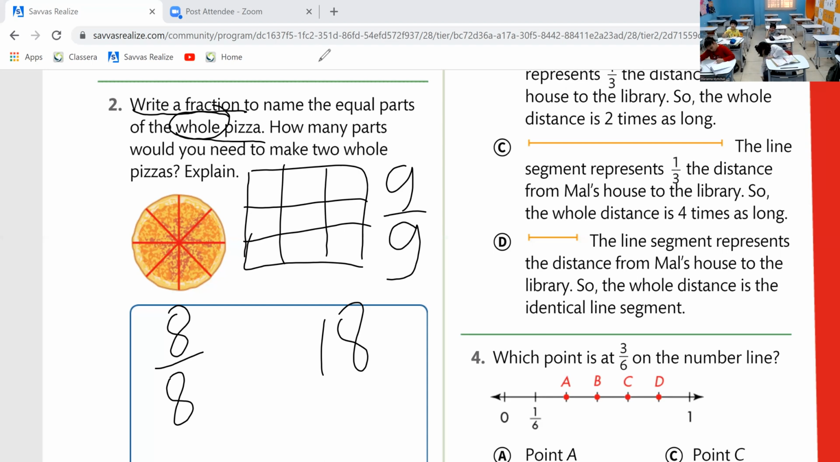Okay, what's this? 9 out of 9 and 2 pies. Mohammed, if 2 pies, how many parts? 18. So write this in the book. I don't see that you're writing. Write it in the book.